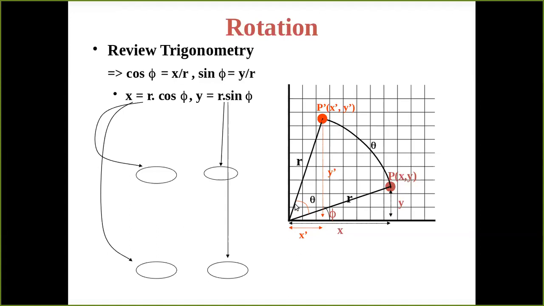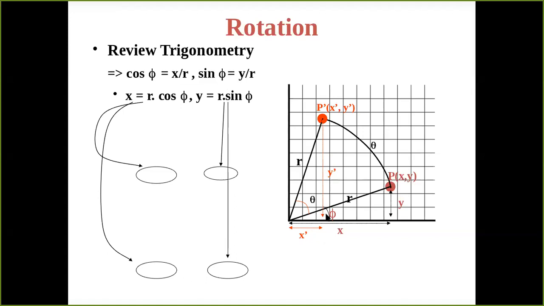For this triangle, theta plus phi total angle will be there. Okay. And now in this situation, what is the value of y dash equal to? y dash equals r sin theta plus phi, because the angle is not theta only, it is theta plus phi. So what is the only change? This y will be y dash and this theta will be theta plus phi.